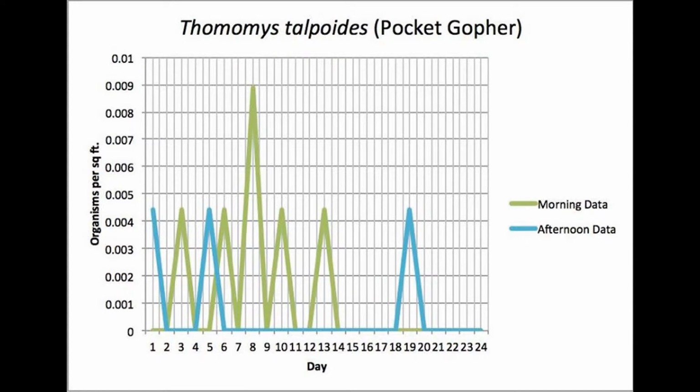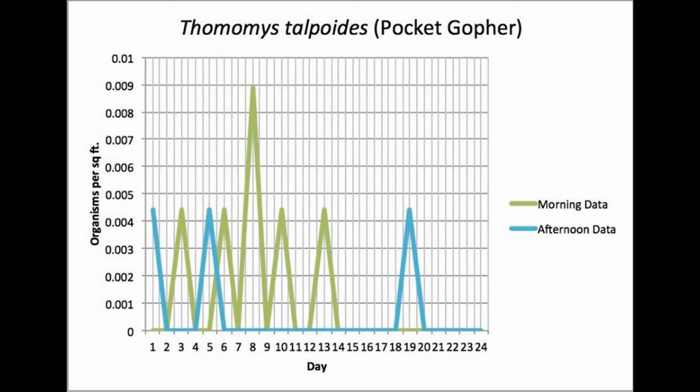Next, we can see the pocket gopher. The pocket gopher was a very rare sight. The couple times we did see a gopher is when it briefly stuck its head out of its hole, and that was a sight to behold. The human interactions make the gophers very timid and not very willing to approach humans.